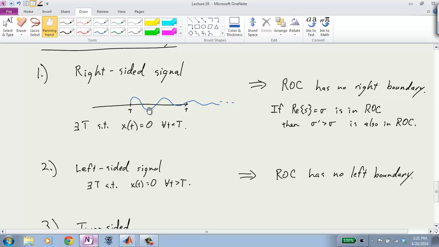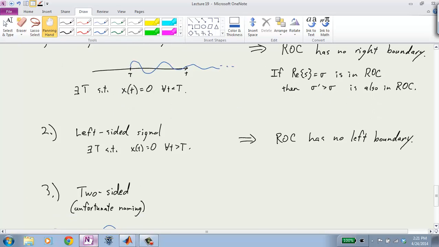You expect right-sided to mean that it's not bounded to the right, that it doesn't have a finite time when it stops to the right. That's not what it's defined to mean. It's defined to mean that it does have one to the left. Okay, and that's useful because then that lets you know something about the region of convergence. All right.